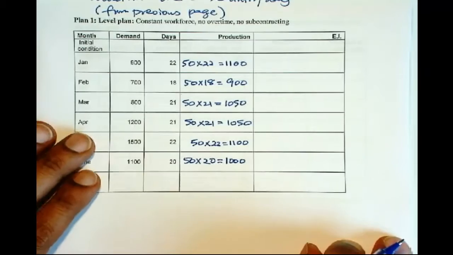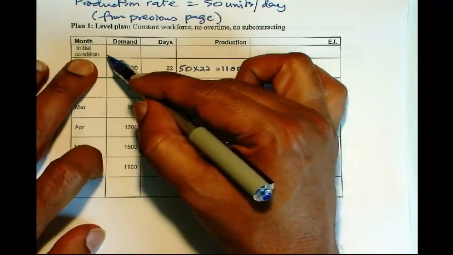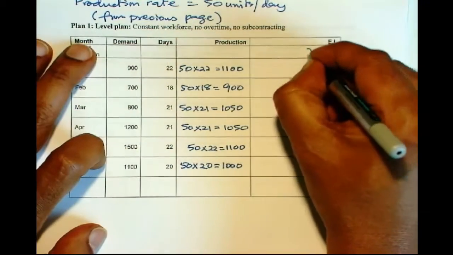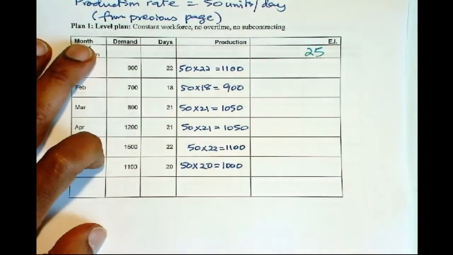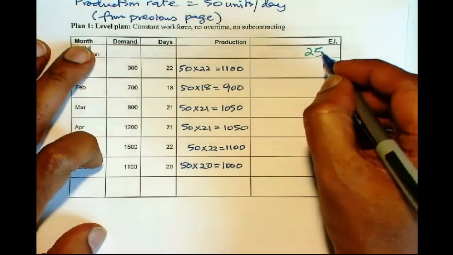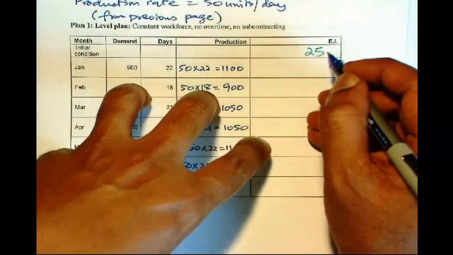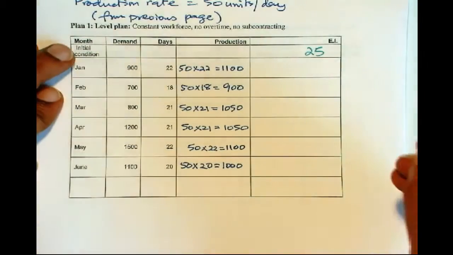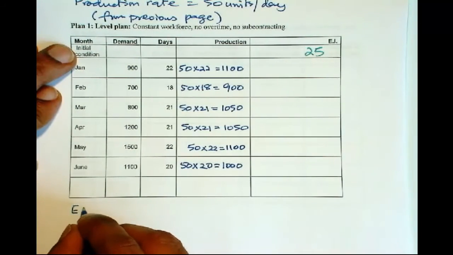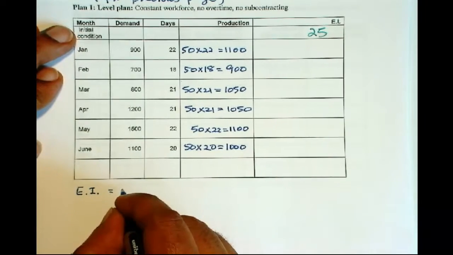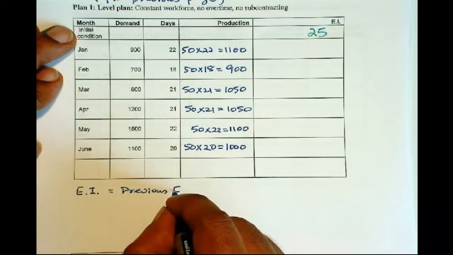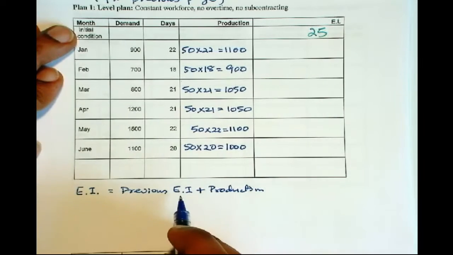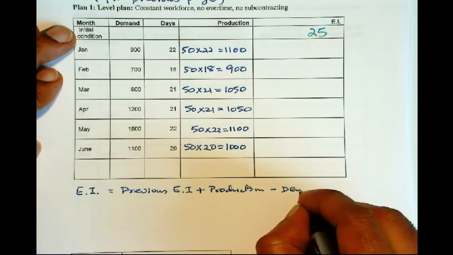Okay. So now remember our initial condition, we start with 25 units. This is given, so our initial inventory is 25. This is one of the differences between our problem here and the problem in the textbook. So how do you compute ending inventory? Ending inventory, let me write E.I., is previous ending inventory plus production. This is going to be the available inventory. Then subtract demand from it. That would be the ending inventory.